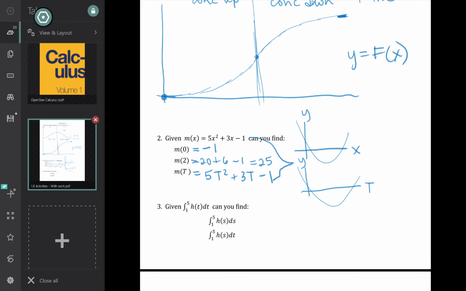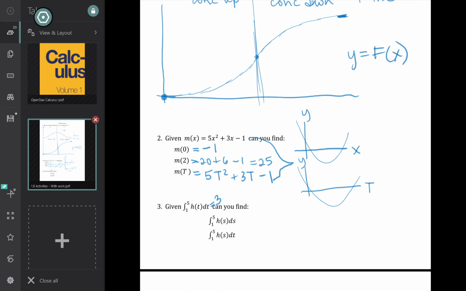Okay, with that in mind, let's say that the integral of h of t from 1 to 5 is 3. So we have some function h. We know the area, the sum of areas under h between t equals 1 and t equals 5 is 3. Can you say what the integral from 1 to 5 of h of s ds is? And can you say what the integral from 1 to 5 of h of s dt is?